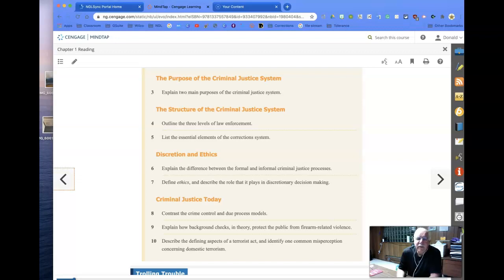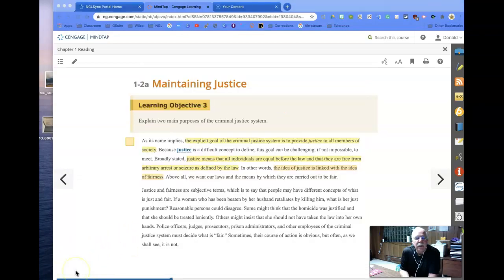You probably have a familiarization with these learning objectives already. But let's go through them and see if we can pick them apart a little bit. Our book does a good job of helping us to understand the two main purposes of our criminal justice system. The first is managing or providing justice to all members of society.